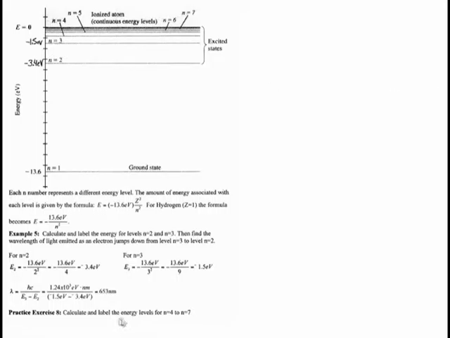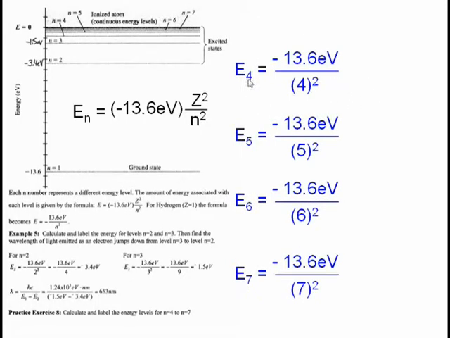Practice exercise 8 says calculate and label the energy levels for n = 4 through n = 7. So we're going to use the equation that Niels Bohr came up with to calculate the energy level for each one. Z is the atomic number, so hydrogen is atomic number 1, that's easy, and n is the energy level. So for n = 1, 1 over 1 in this formula, we get 13.6. When n equals 2, I'm dividing by 4, so I get 3.4. Dividing by 9, I get 1.5, and so forth. For the 4th energy level, you're dividing by 16. The 5th energy level, you're dividing by 25, and so forth.